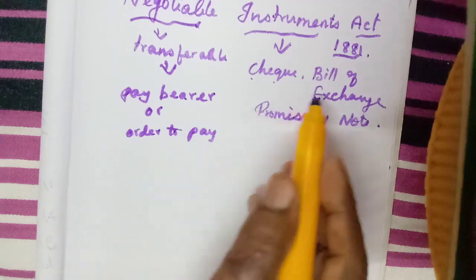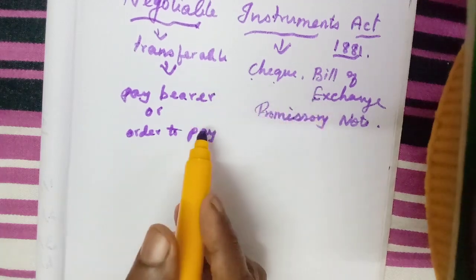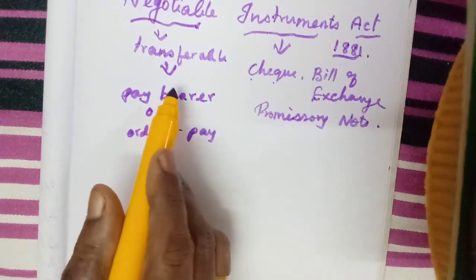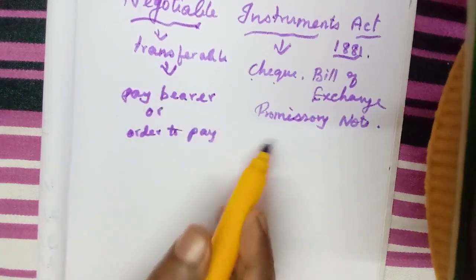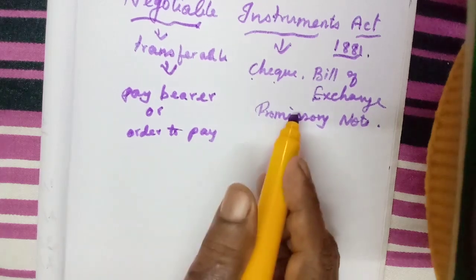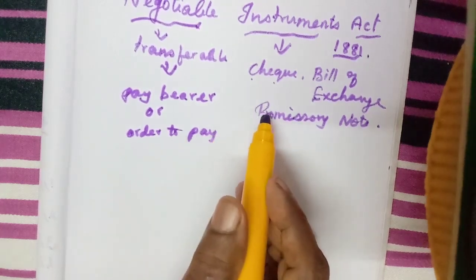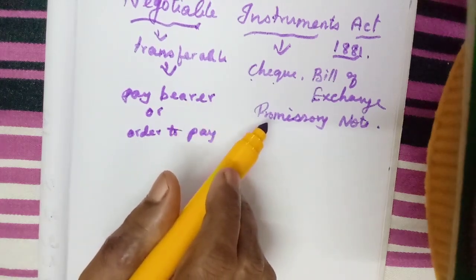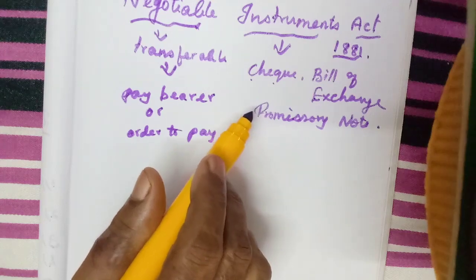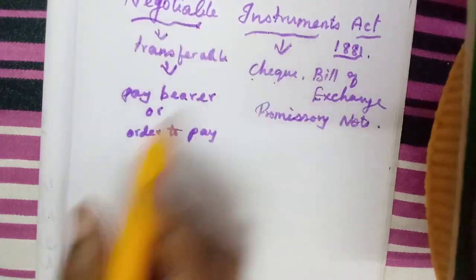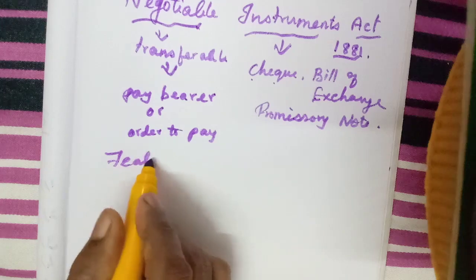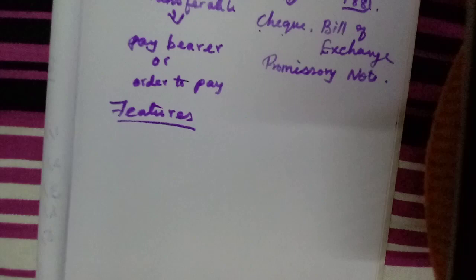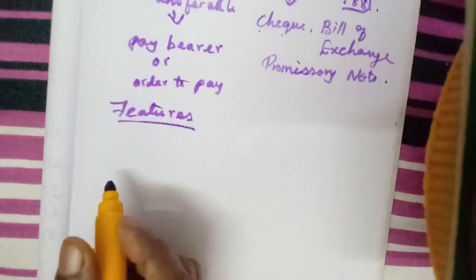Again, the same document can be transferred by endorsement, which we will learn. That is called the transfer of ownership from one person to another. They can transfer the ownership of the instrument. So that meaning is given. Now in common, we will study what the features of these negotiable instruments are.